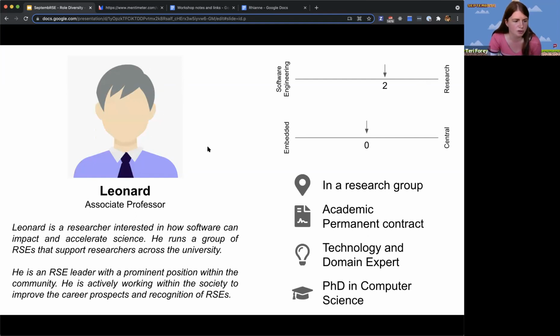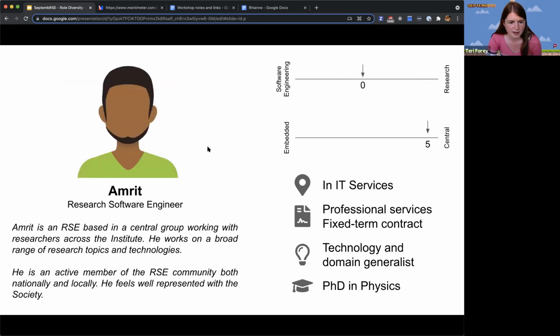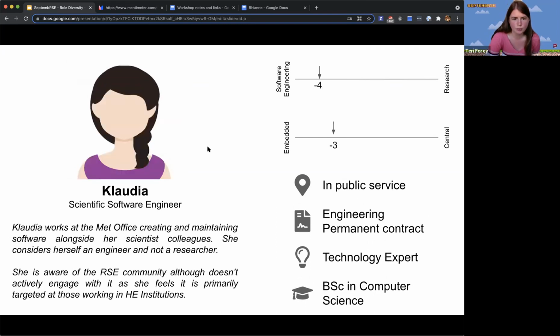He runs a group of RSEs. We then have Amrit. Amrit is an RSE based in a central group working with researchers across the Institute. We then have Claudia. Claudia works in the Met Office, creating and maintaining software alongside her scientist colleagues. She considers herself an engineer.